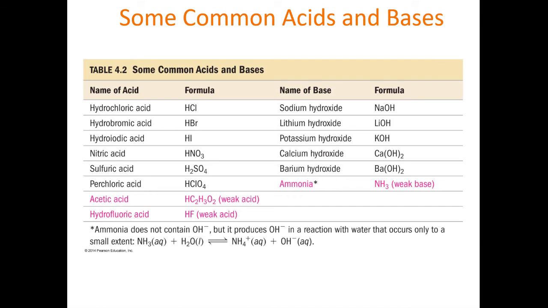Here's a table that we've seen before, some common acids and bases. Some of these, as we have discussed briefly, are what we call strong acids. In other words, they completely ionize in water. Some of them, like acetic acid and hydrofluoric acid, on the other hand, only ionize partially in water. As you can see, ammonia, NH3, is a weak base. Even though it doesn't contain hydroxide ions, it produces hydroxide ions in the reaction with water, as I showed in my introductory video.